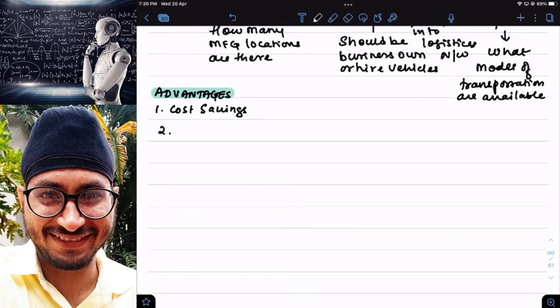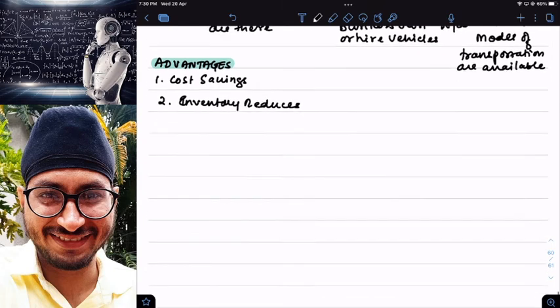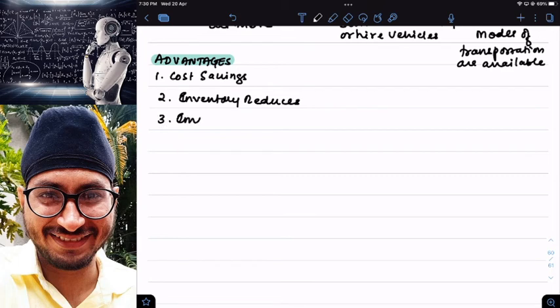Number two, inventory reduces. Obviously, if I am manufacturing and delivering the goods, the quantity of inventory I keep with me normally reduces. Then we have improved delivery times. If my logistics are properly maintained, then I will be able to deliver goods to customers on or before time.